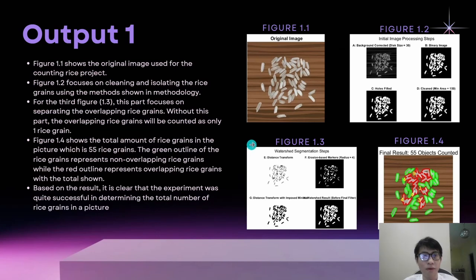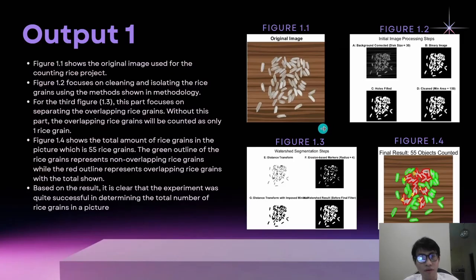For our figure 1.1, this shows the original image used for the counting rice project, and figure 2 focuses more on the cleaning and isolation of the rice grain using the method shown in methodology. For figure 1.3, this part focuses on separating the overlapping rice strings. Without this part, the overlapping rice strings will be counted as only one rice string.